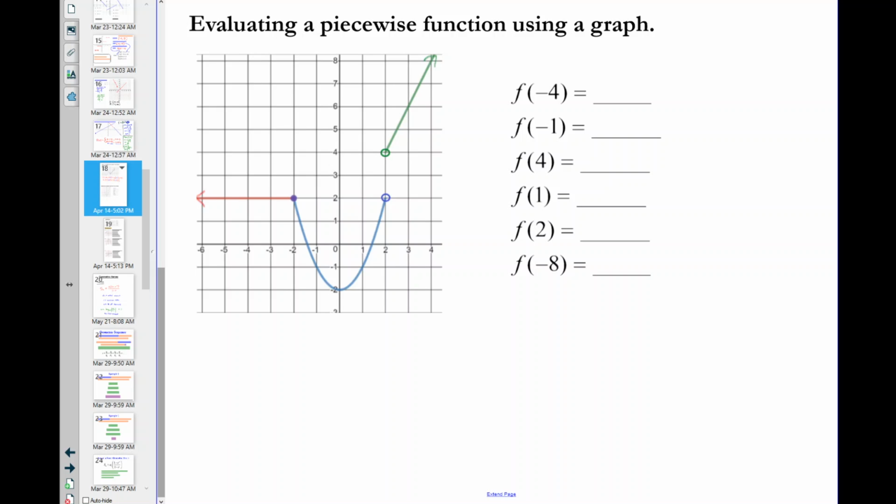Let's do some evaluating. What is f at negative 4? What's the output we get at negative 4? If these are all x's, what I'm about to give you are y's. What y goes with negative 4? 2. How about negative 1? Negative 1, negative 1. Yeah, that's down there. Good. How about at 4? 4 does look like it. How about at 1? Good. Also gives me negative 1. How about at 2?